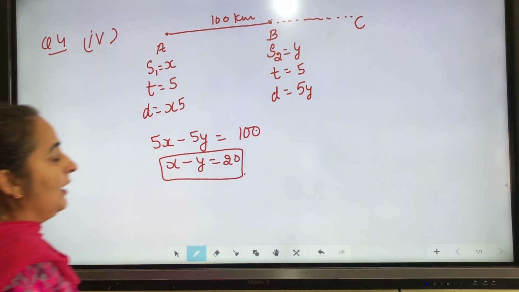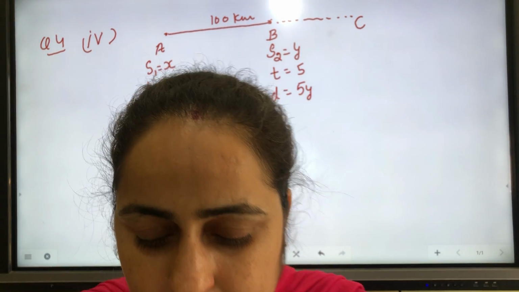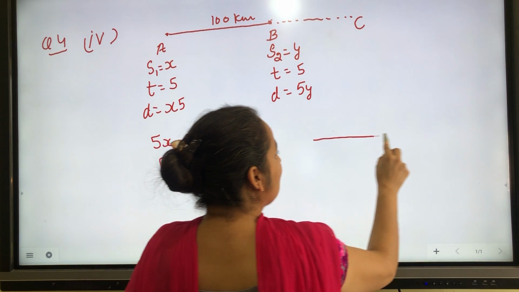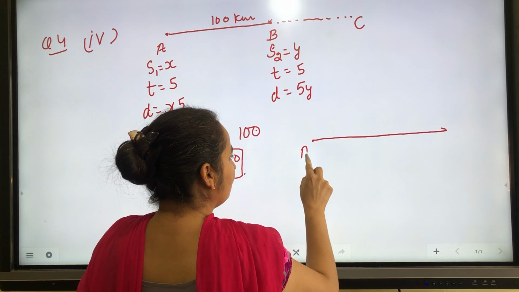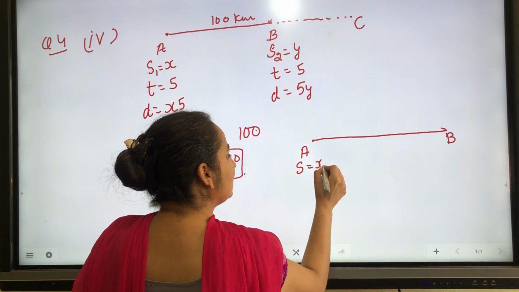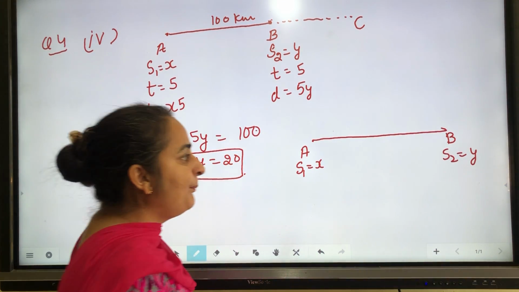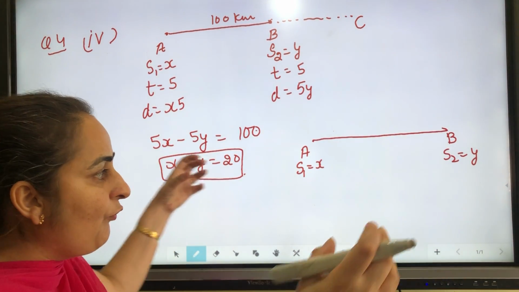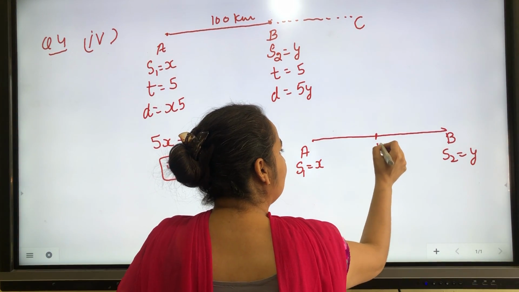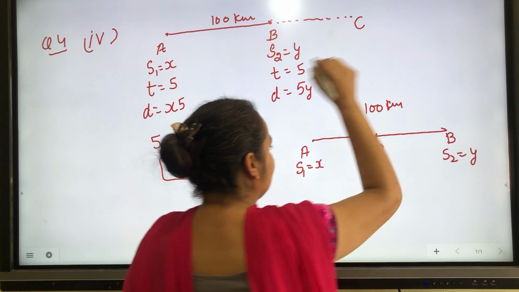Now, I am taking the second condition. What is the second condition? If they travel toward each other. Again, I am making the diagram. There is car A and there is car B. The speed of car A is x and speed of car B is y, and both cars run toward each other and they meet at the point D. And the distance is again the same, that is 100 kilometers.